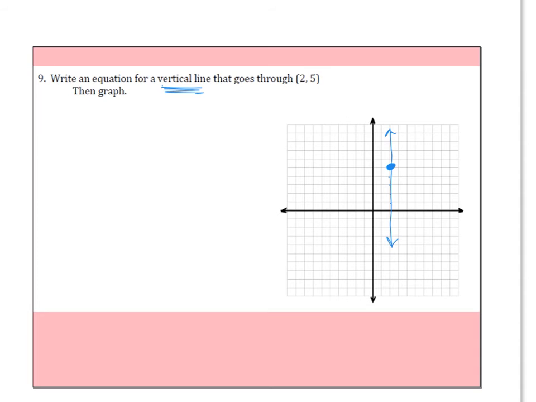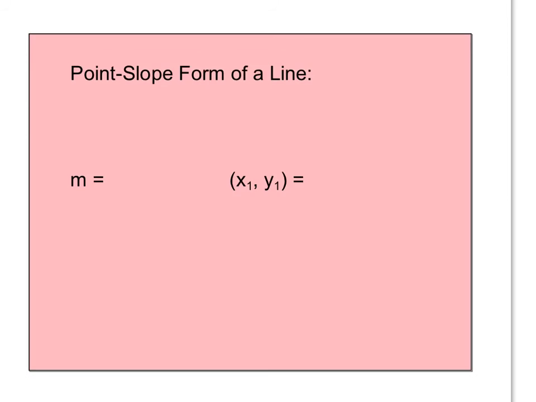Now remember what we talked about, you're only going to have one letter in your equation if it's a horizontal line or a vertical line. In this case, we always are going right 2, right 2, right 2. The x value is always 2. x equals 2 is our equation. And that's it. You're done.